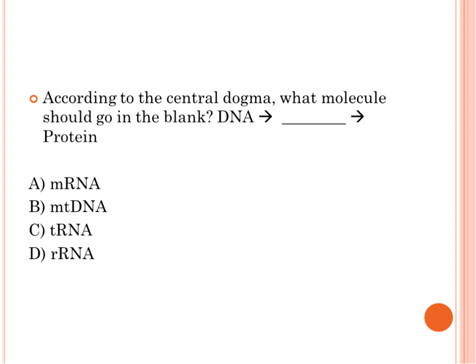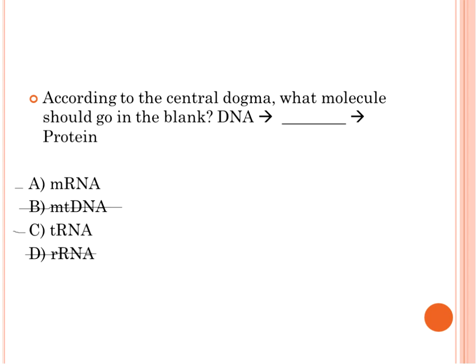Okay, so yeah, we did hear about tRNA and mRNA, so those are your 50-50s at least. We never talked about mitochondrial DNA, so that's not an answer. rRNA is a thing, that's just the ribosome, and it's not a main player, that's just something that reads the messenger RNA. So it's down to mRNA or tRNA.